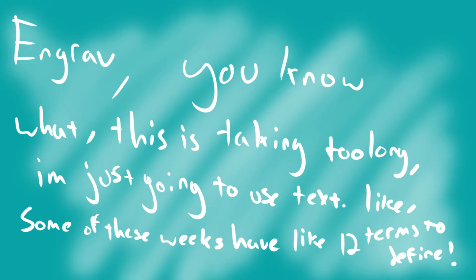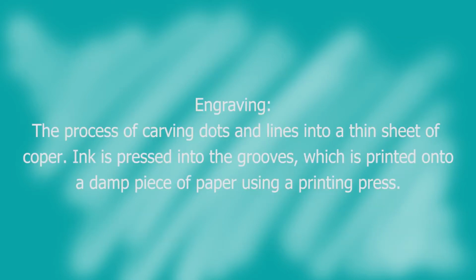So, engraving is the process of carving dots and lines into a thin sheet of copper. Ink is pressed into the grooves, which is printed onto a damp piece of paper using a printing press.